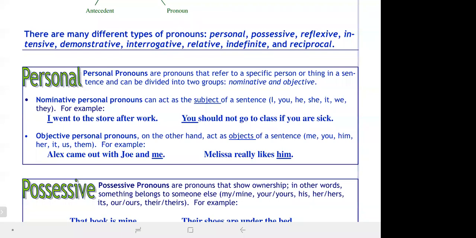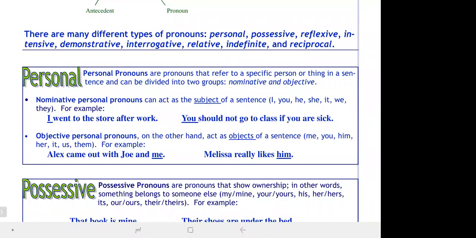For subject pronouns, you can have first person singular, first person plural, the same with second person singular and second person plural, and third person singular and third person plural. I is first person singular, the plural is we. You is second person singular as well as second person plural. You when it refers to one person, and you when it refers to a group of people. He, she, it are third person singular pronouns, and they is the third person plural pronoun.